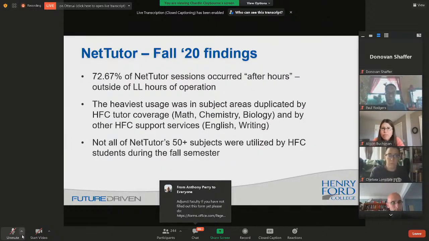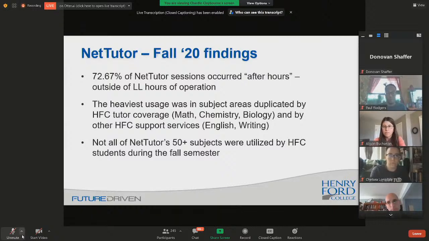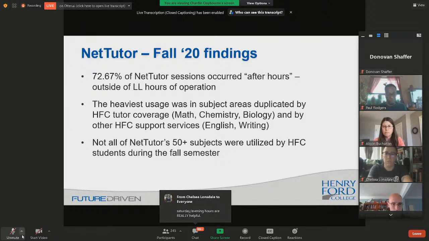For fall, a couple of things that we noticed is that many of our sessions are occurring after hours. We've tried to expand more Saturday and evening hours, but a lot of that is covered by NetTutor, and that just lets us know that a lot of our students are studying and really getting into the meat of their academic preparation and their work after hours, when we're closed. And so it's really great that the college has invested in this to support our students.